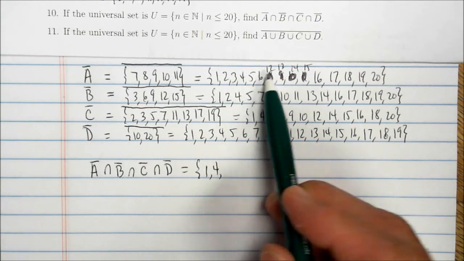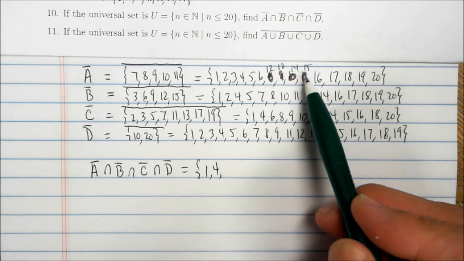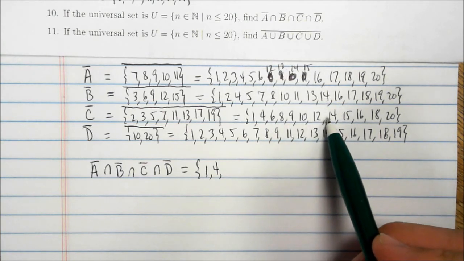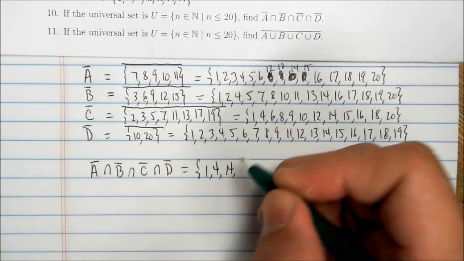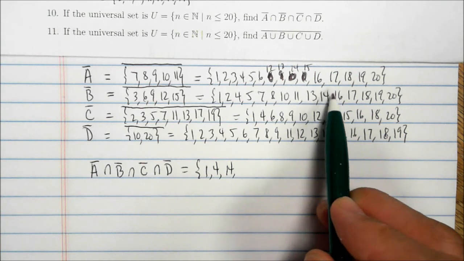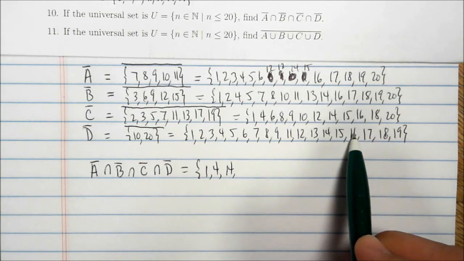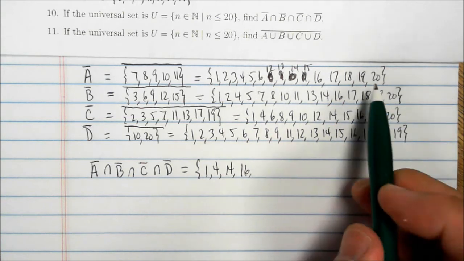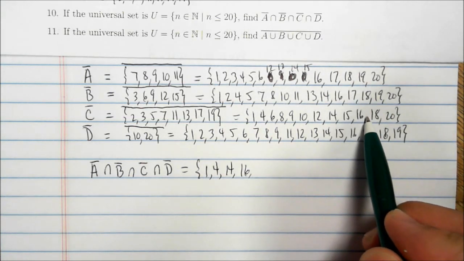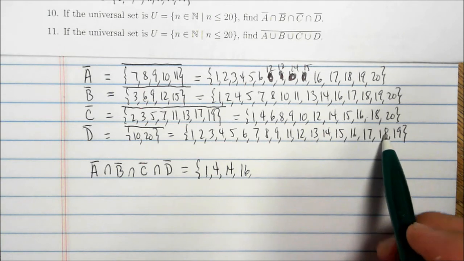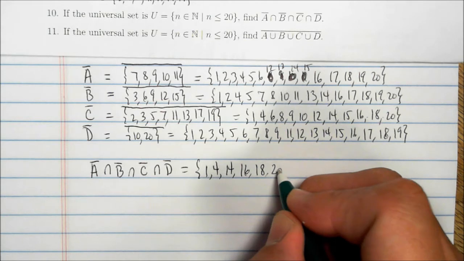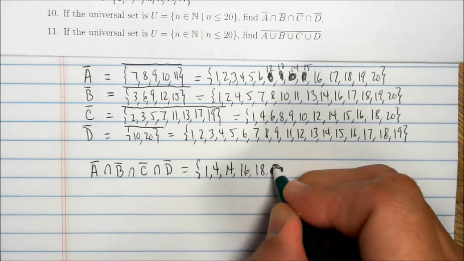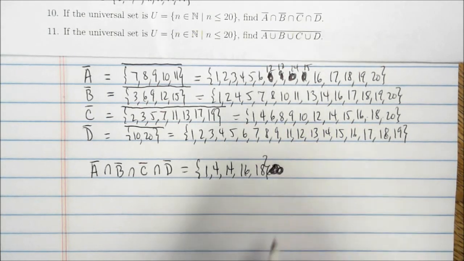7 through 11 I don't have to worry about. 12 is not in B complement. 13 is not in C complement. 14 is common to all 4. 15 is not in B complement. 16 looks like it's in all 4. 17 is not in C complement. 18 is common to all 4. 19 is not in C complement. And 20 is not in D complement. Shouldn't list that. And so the intersection has these 5 elements.